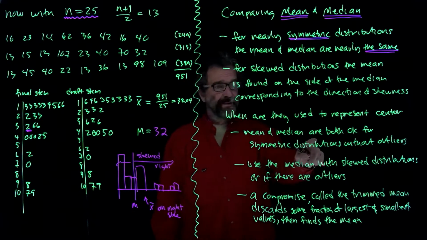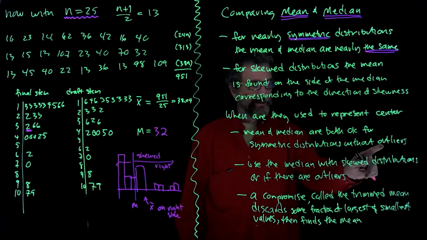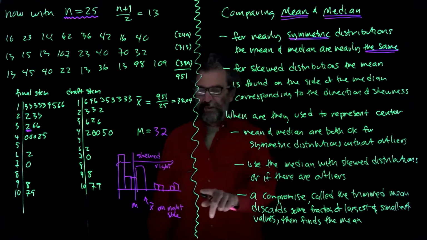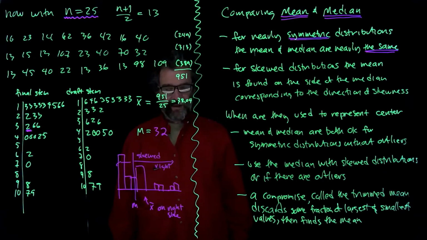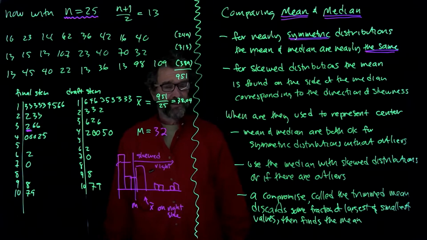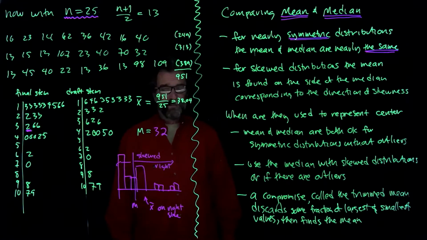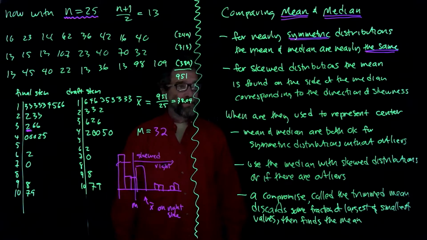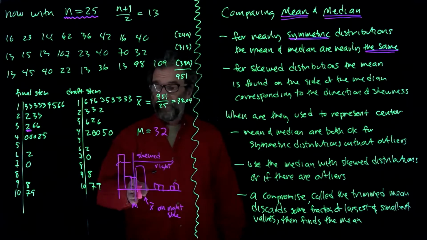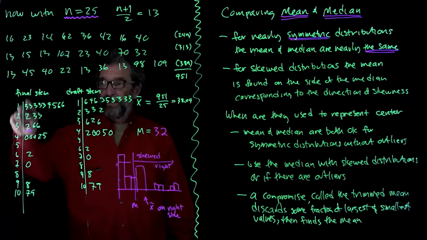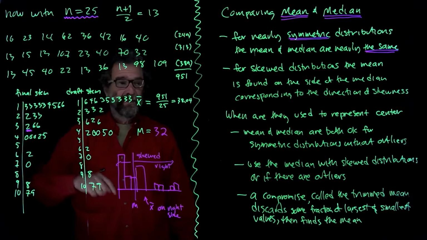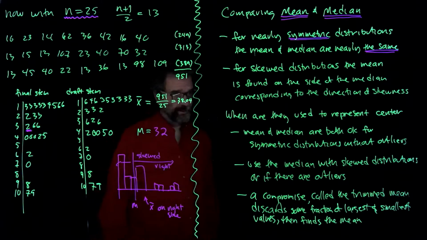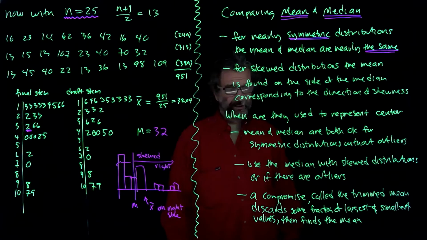Okay, the mean and median are both okay for symmetric distributions without outliers. Outliers also impact the mean in the same way skewness does, because you're adding extra values that are out to the side of the pattern, and either an extra large value would increase the value of the mean, or an extra small value that's way outside the pattern would decrease the value of the mean. So it moves the mean quite a bit, where the median is pretty much unaffected by skewness and outliers because it's finding the center value. So if I was to take one of these values here and make it a lot tinier, the median is going to stay in the same place, but the mean is going to change and get smaller. It says use the median with skewed distributions or if there are outliers.